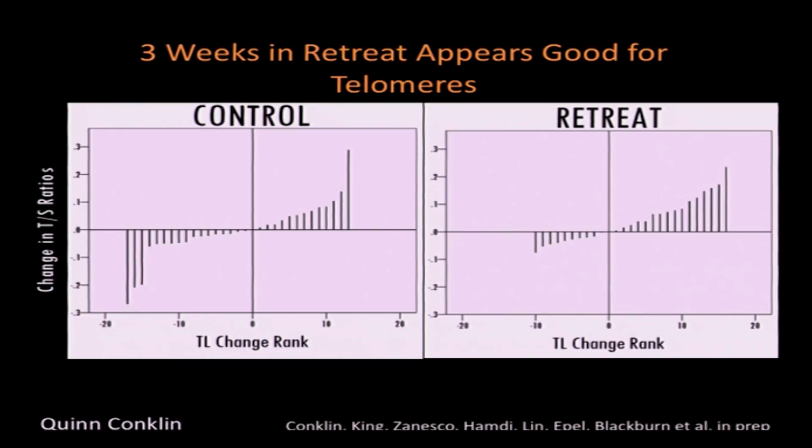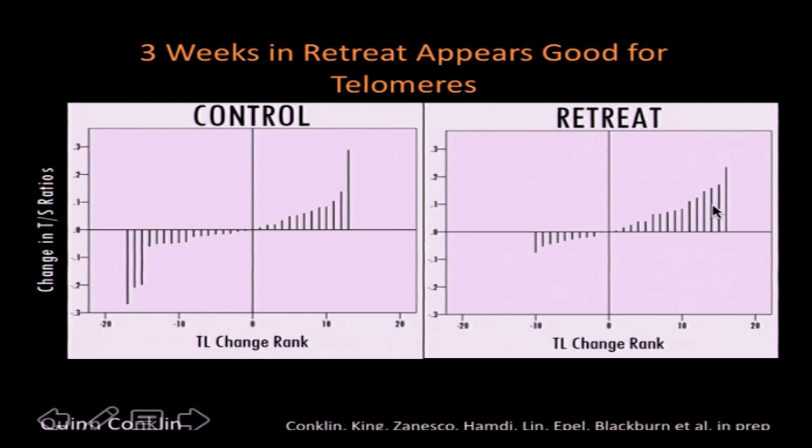And what do we find? 3 weeks in retreat appears to be good for telomeres. The control group, a group drawn from the same community, matched for meditation experience, that also go on meditation retreats in this insight tradition. The average, this is the order rank of telomere change in 3 weeks. As many go down and get shorter as get longer. No net difference. You can see this pattern is visually shifted to the right. Fewer people get shorter, more people get longer.